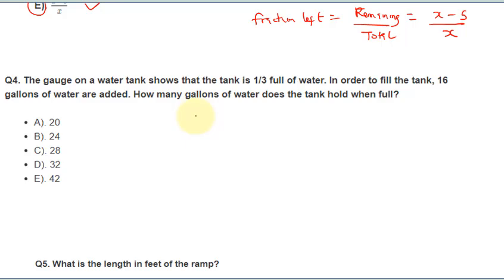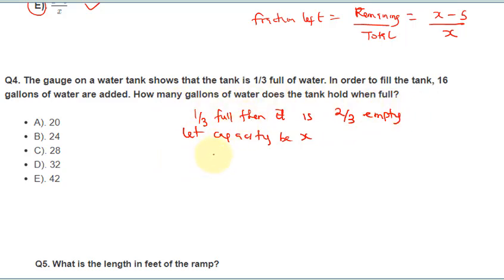Now notice, in order to solve this question, if it is 1/3 full, then it is 2/3 empty. Now what I want you to understand is when you sum up 1/3 plus 2/3, you get the capacity. Now let capacity be X. Okay, so now if 16 gallons of water were added to fill it, that means 2/3 multiplied by X filled it up.